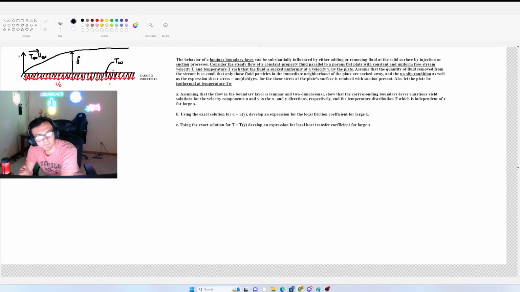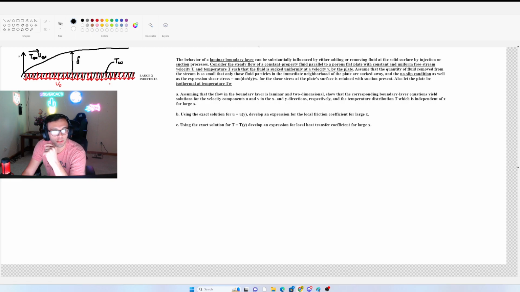Basically, this T infinity is the temperature of the room. It's like the room temperature. This is the temperature on the sponge. And then this is basically the height of this boundary layer that forms from the air rushing over. And this U infinity is the constant air above this layer.